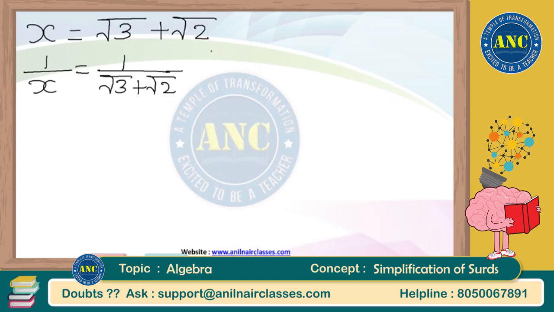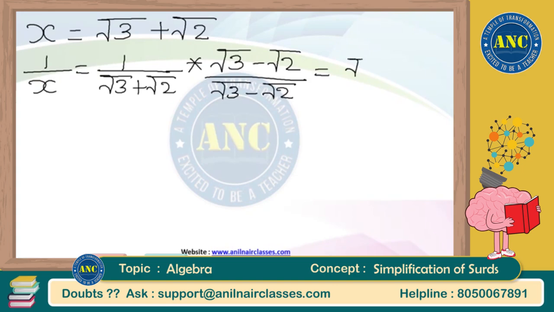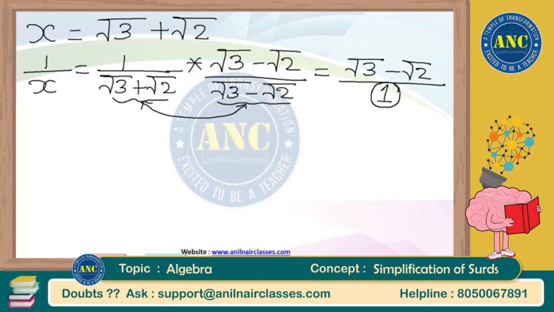Suppose I rationalized and did all those extra unnecessary steps. The rationalizing factor is root 3 minus root 2, here also root 3 minus root 2. Now 1 into root 3 minus root 2 is root 3 minus root 2. The denominator is (a plus b) into (a minus b), which is a square minus b square. A square is root 3 whole square, which is 3. B square is root 2 whole square, which is 2. 3 minus 2 is 1. Now this denominator came here as 1.